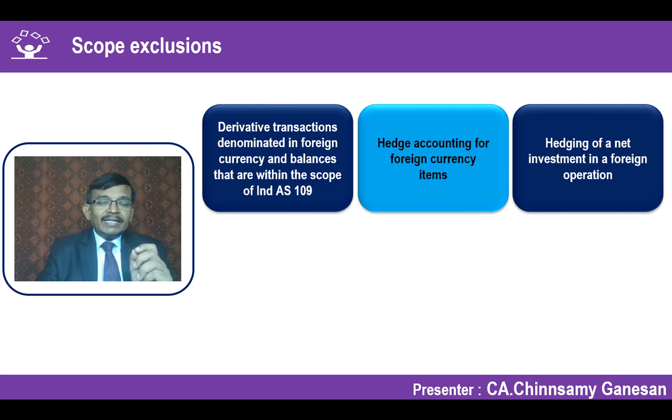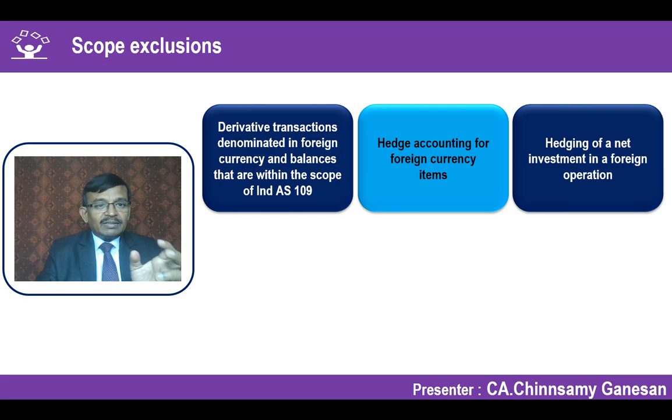Similarly, when an entity has made an investment in a foreign operation, the net investment, that is the total assets minus liabilities, is the exposure on the investment. If it wants to take some sort of hedging with respect to the possible losses which it may incur because of changes in the foreign currency with respect to the investment in the foreign operation, again, that is covered by Ind AS 109. The process will be as per Ind AS 21 only when there is no hedging activity, for the foreign currency items as well as the foreign operations.